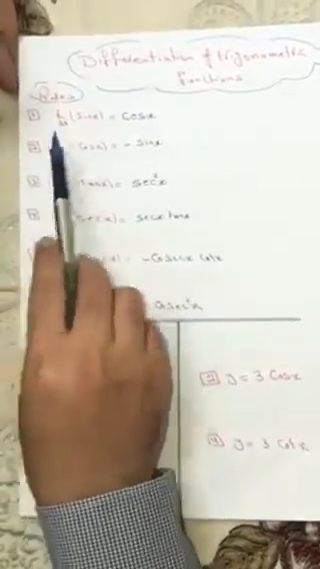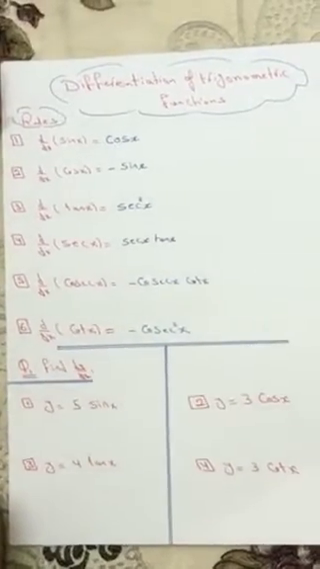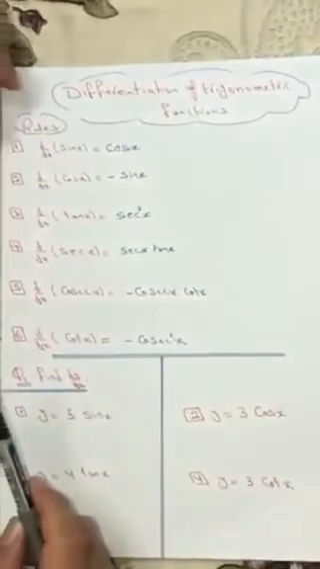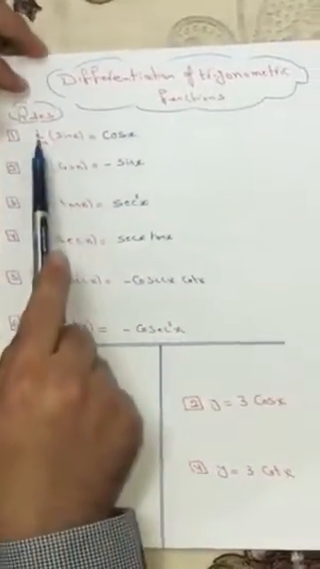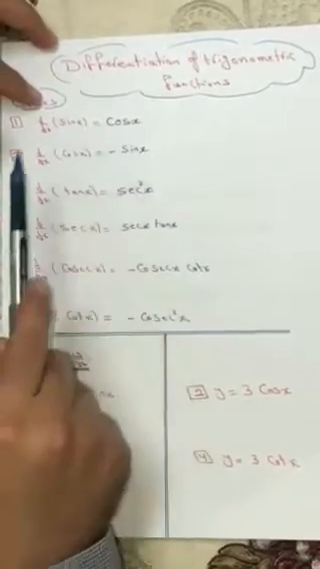Today we are going to talk about differentiation of trigonometric functions. First we start with rules. We have 6 rules because we have 6 trigonometric functions. First of them is d by dx of sine x. Derivative of sine x is cos x.